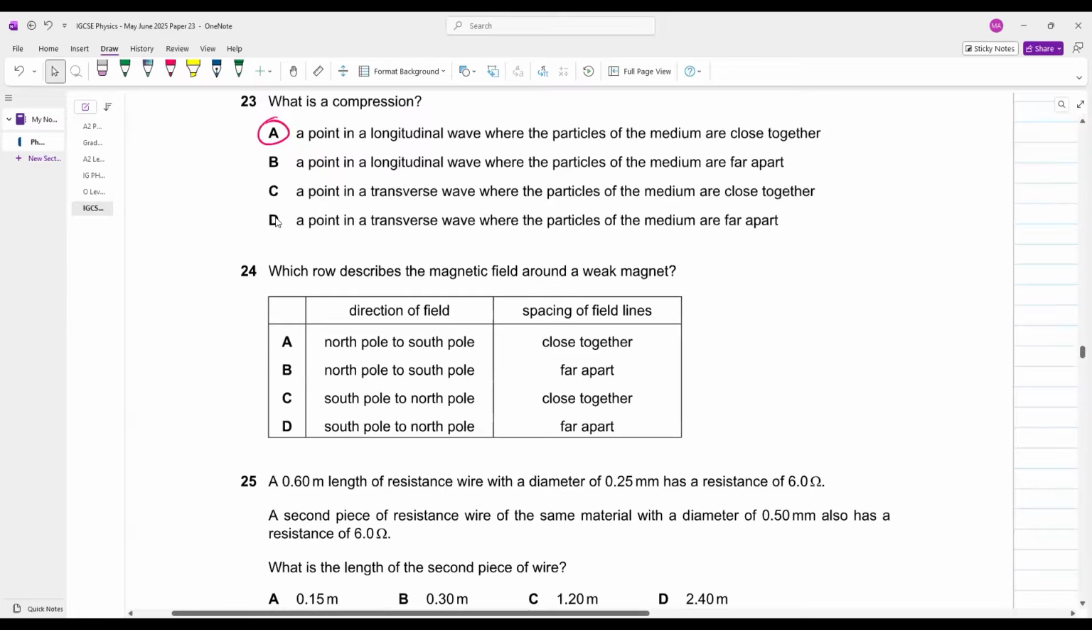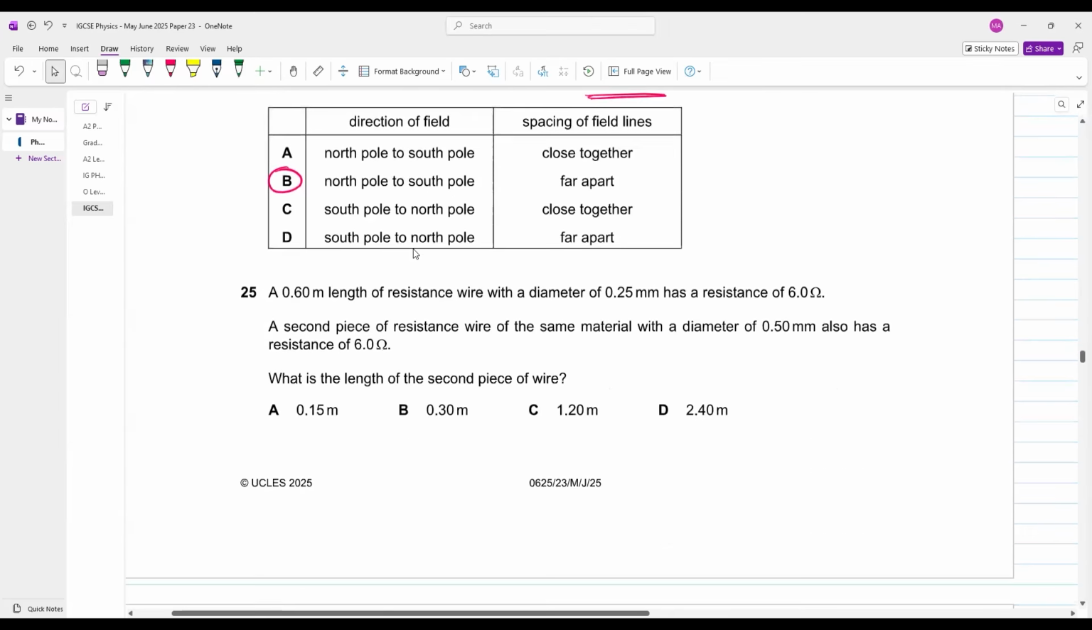Okay, 24 पे आ जाओ. Which row describes the magnetic field around a weak magnet? Around a weak magnet, magnetic field किस तरह describe होती है? From north to south pole. And for a weak magnet, magnetic fields are far apart. B is your answer.